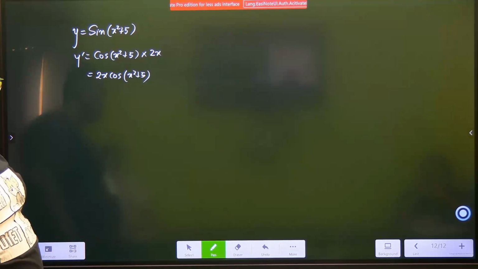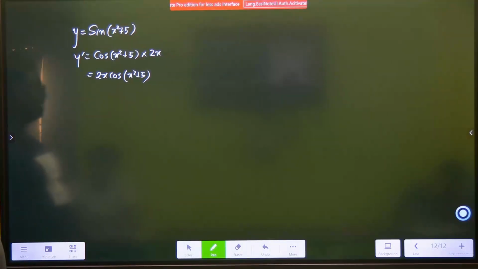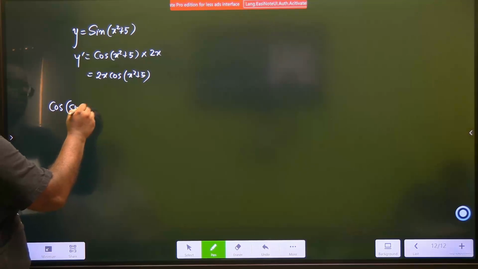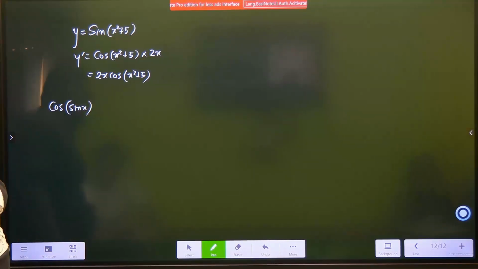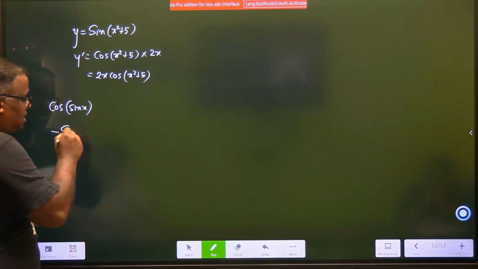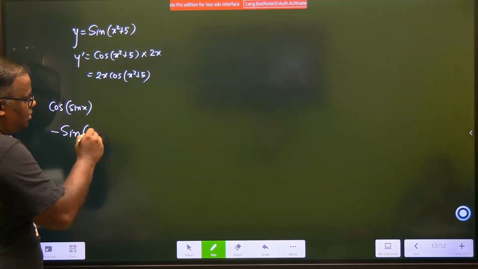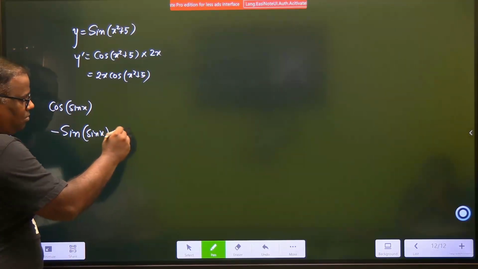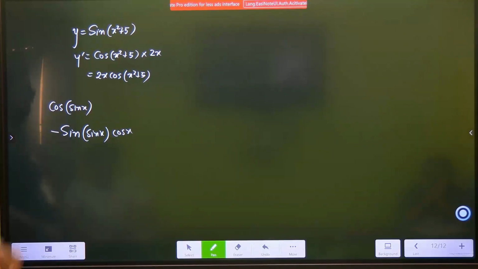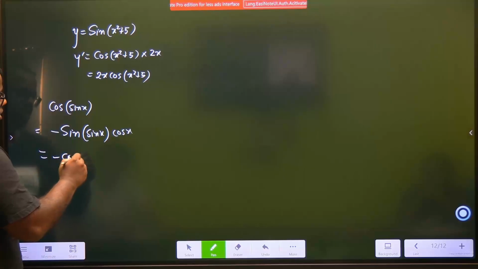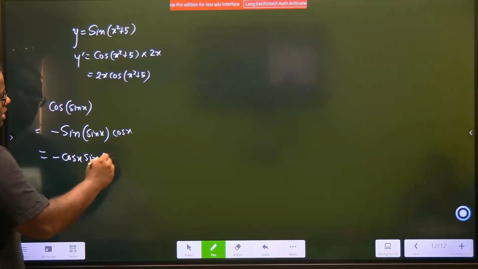Take the second question. Cos of sine x. Okay, 1 minute. Cos's differentiation is minus sine x. Cos of dog, minus sine dog. Then d/dx of the dog. Done. So our answer is, but you write the steps, minus cos x sine of sine x.